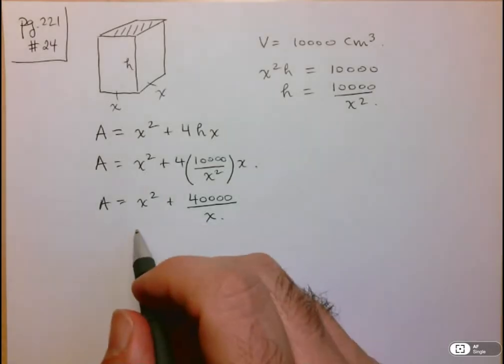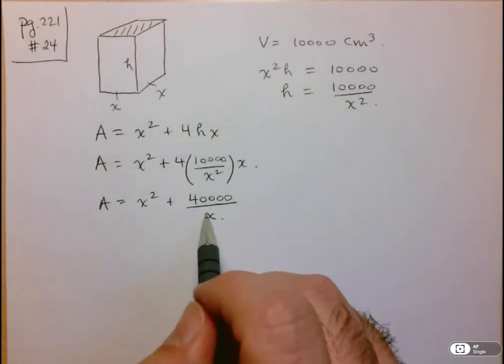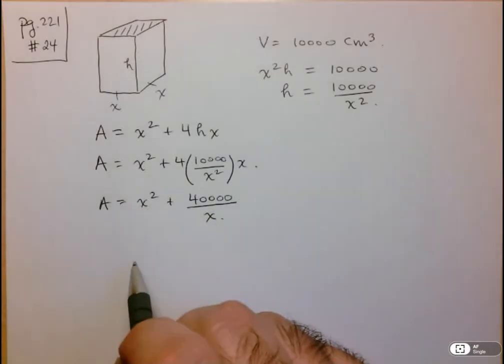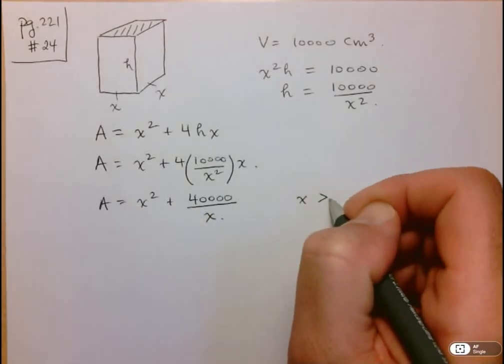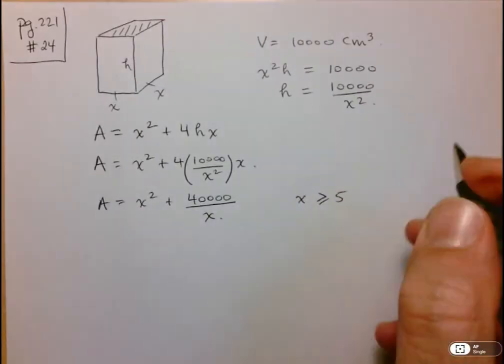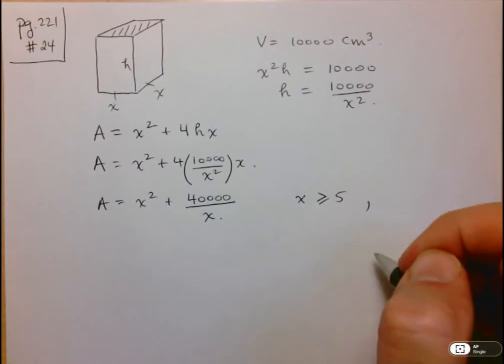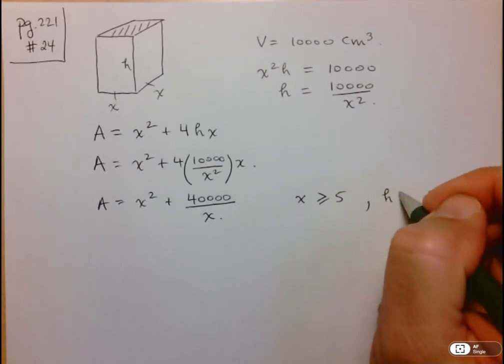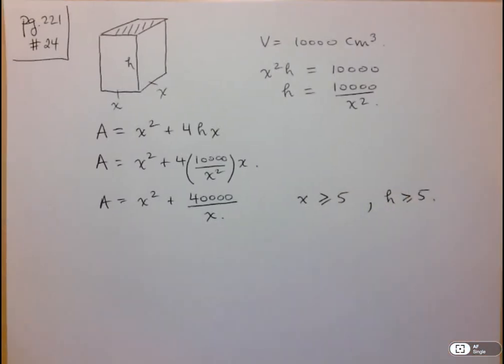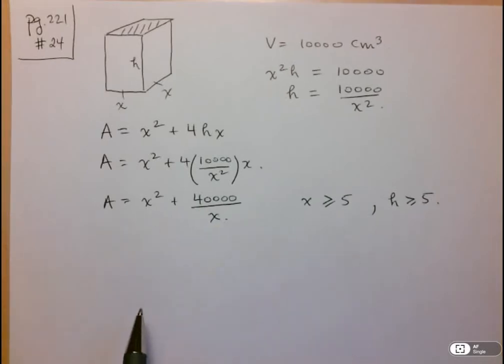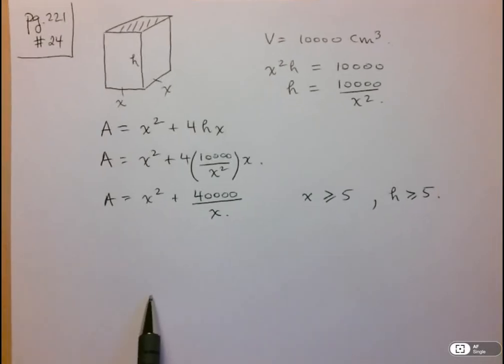Now that's going to come into play first of all because of the x's here, because those are my variables in my function, so I know that x is going to have to be greater than or equal to 5, but we also have to keep in mind when we get our answer to make sure that h is also greater than or equal to 5. Okay, so we need to keep this in mind. Now we have our model in terms of one variable, and we have our constraint. Next step is to do the calculus to determine the critical points.